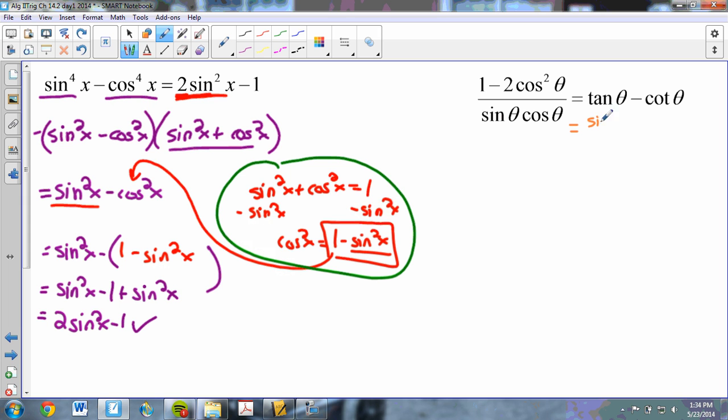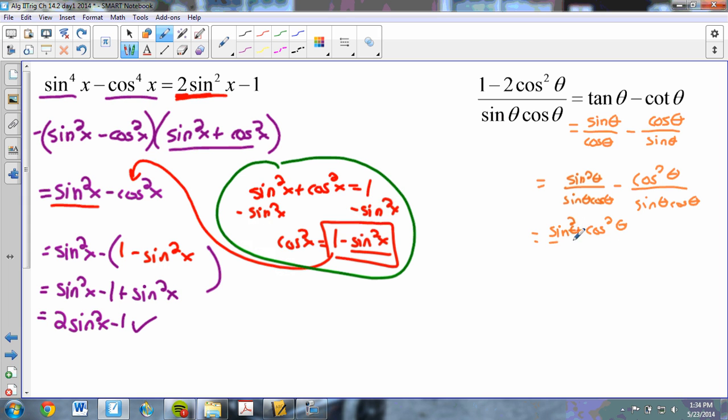Tangent is sine over cosine. Cotangent is cosine over sine. You need a common denominator. Now that I have a common denominator, I have sine squared minus cosine squared, all over sine cosine.